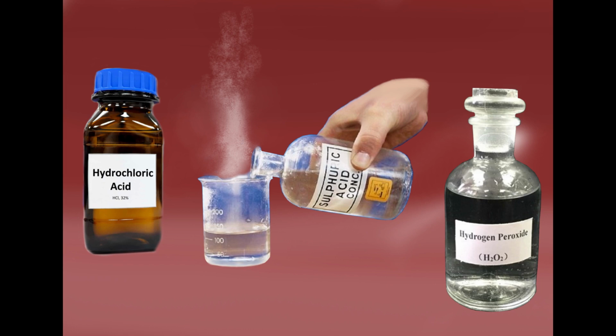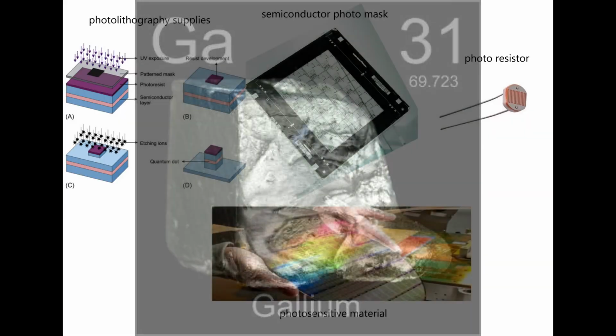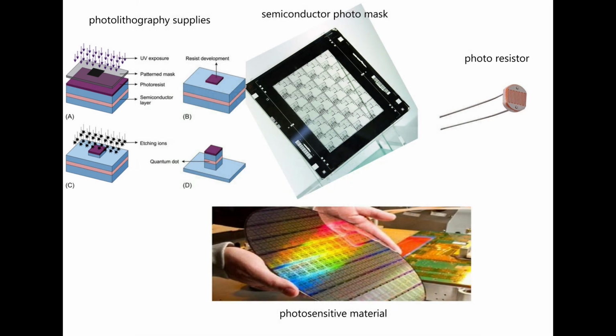Hydrogen peroxide, sulfuric acid, and hydrochloric acid are some examples. Gallium and arsenic. These elements are sometimes used in compound semiconductors for special applications such as high-frequency devices. Photolithography materials. Photosensitive materials, photomasks, and photoresists are used in the photolithography process to transfer complex circuit patterns to silicon wafers. Packaging materials. When the processor is manufactured, it is covered in protective materials such as ceramic or plastic with metal tips for connections.